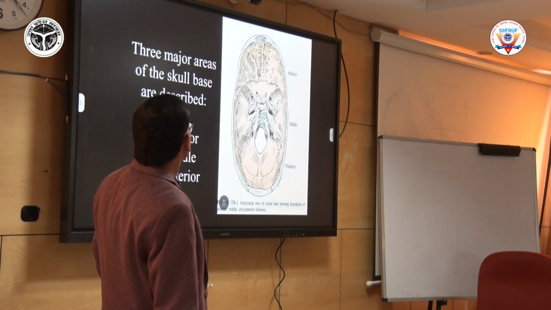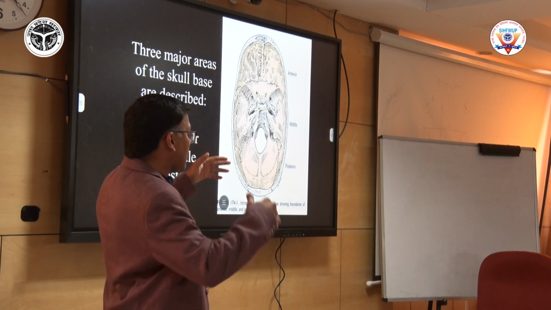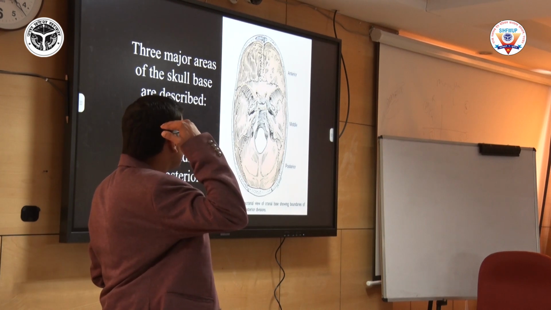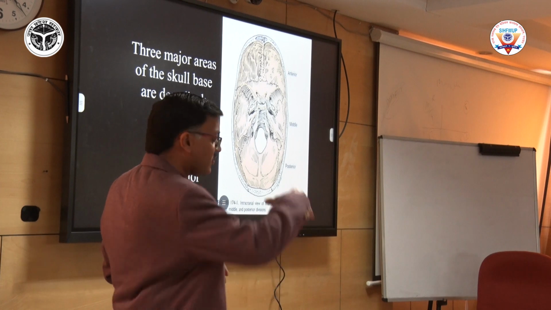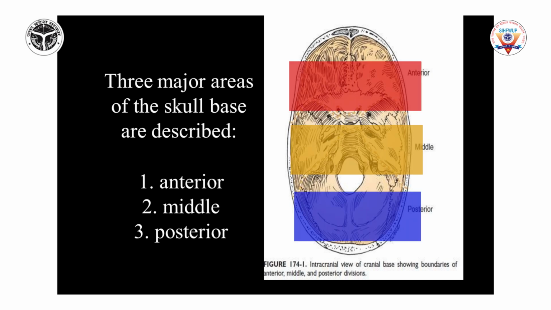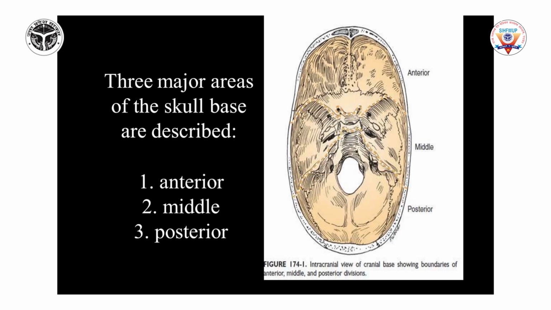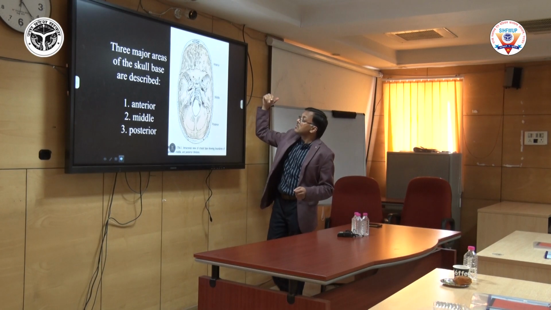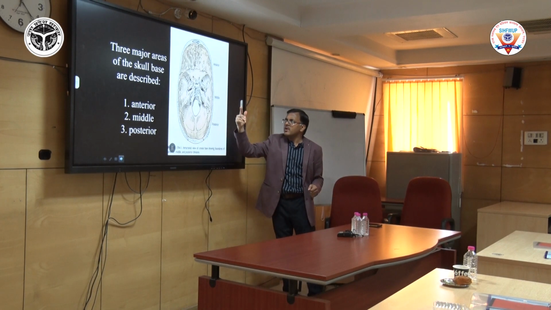So this is what you are seeing if you transect the skull and look from above. If you see, there are three compartments: anterior cranial fossa, middle cranial fossa, and posterior cranial fossa. We will consider the anterior cranial fossa from the posterior wall of the frontal sinus to the lateral wing of the sphenoid. This diagram is not clear, so I will show you another diagram.